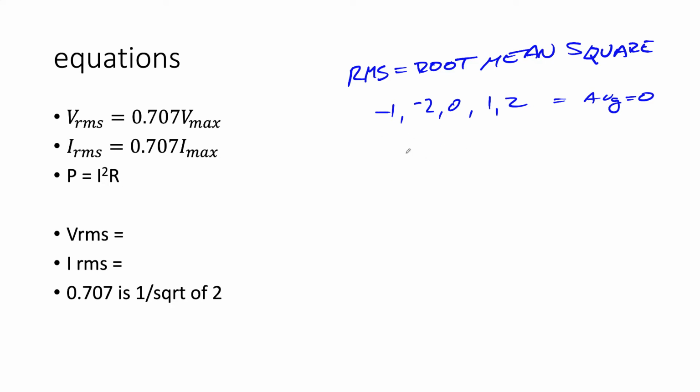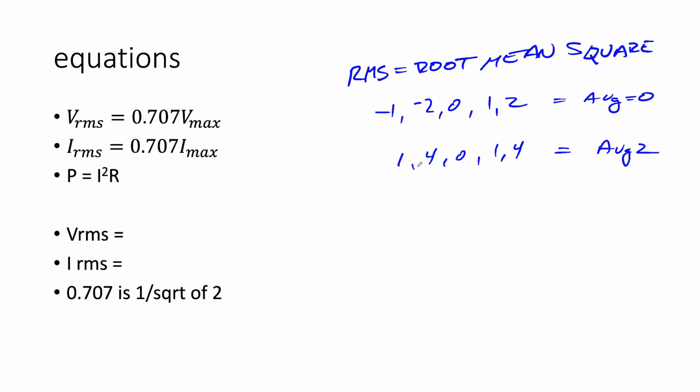That means we square all these. So that's 1, 4, 0, 1, and 4. And then take the average of that, and that's going to be an average of 2. Say 4 plus 1 is 5. Whoops, because we square it. 0 squared is 0. 1 squared is 1. 2 squared is 4.